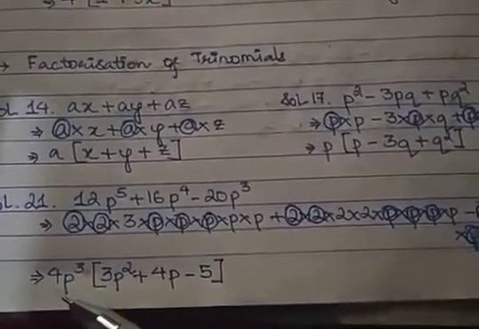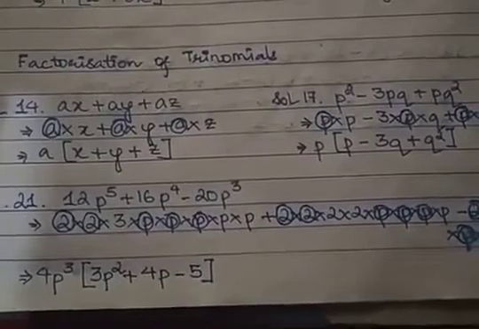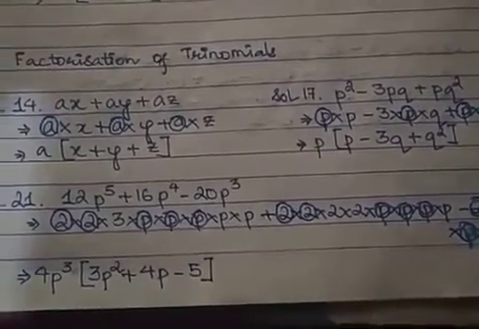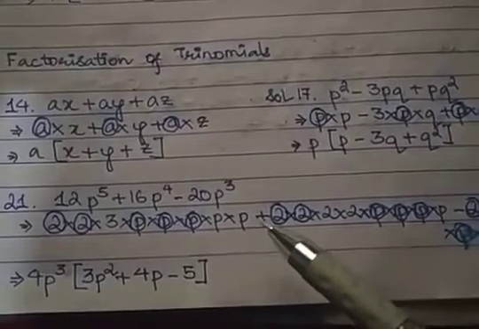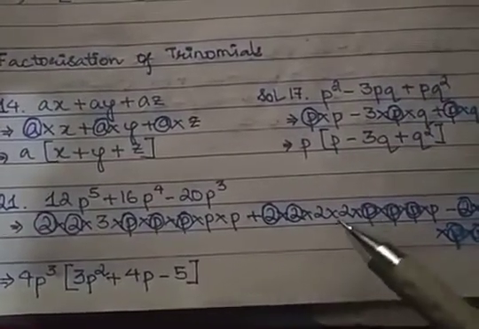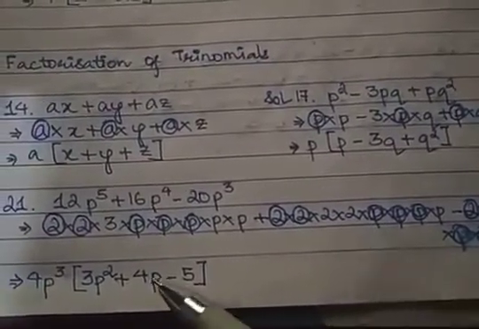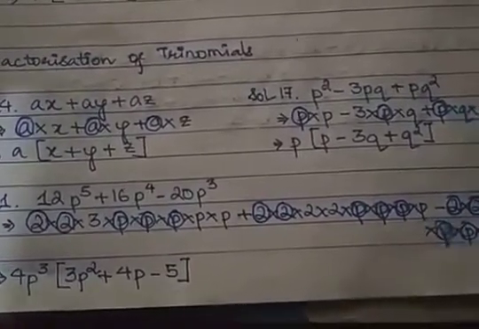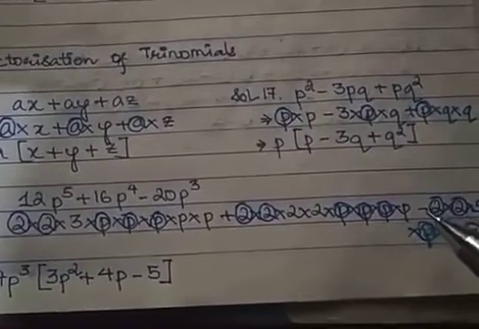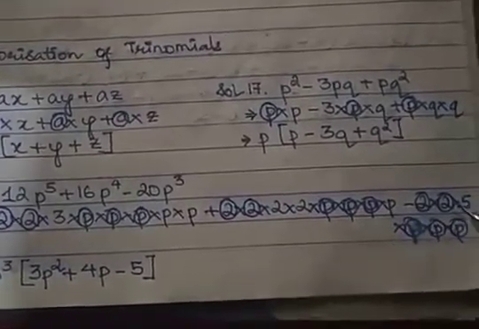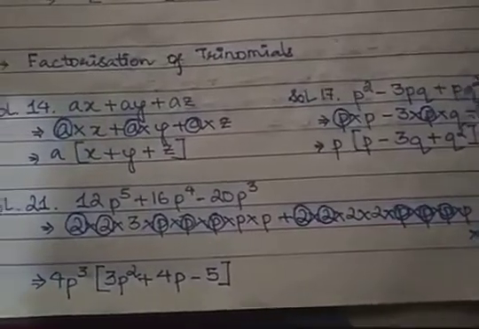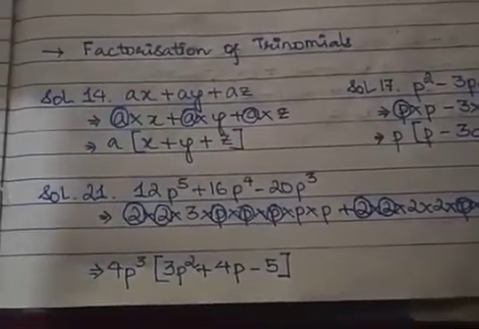Now, taking 4p cube as common, what's left from the first term? 3p into p, that is 3p square. See, the sign remains same, plus. What's left? 2 into 2 is 4, we know. So 4. One of the p is left from the second term, so 4p. Okay, the sign again, the third term, minus. So what's left from the third term? It's just 5, isn't it? So 5. Okay, so that is how it is done.